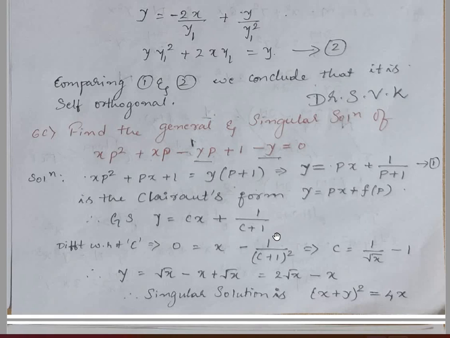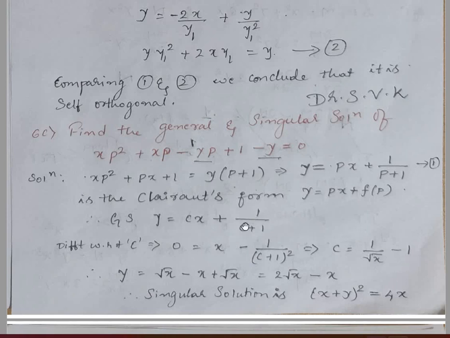To find the singular solution, we are going to eliminate the value of c. So to eliminate value of c, I am going to differentiate with respect to c this equation. So differentiating this with respect to c, I am going to get, treating the remaining variables as constant, 0 equal to x minus 1 by c plus 1 the whole square. Finally c equal to 1 over square root of x minus 1.